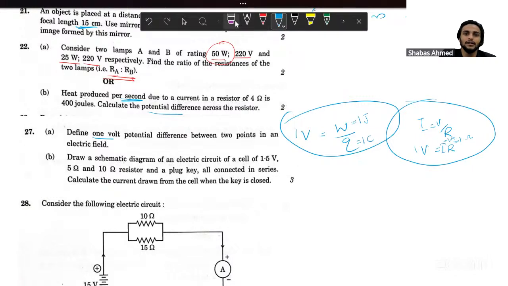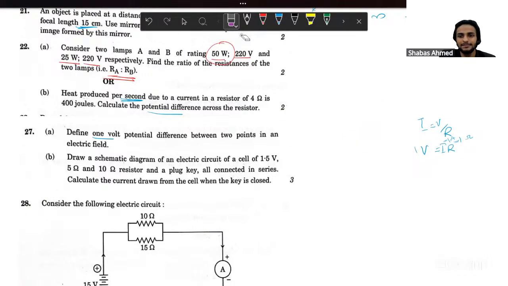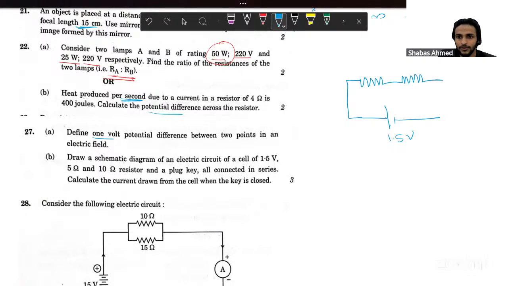Okay. Next question. Draw a schematic diagram of an electric circuit of a cell of 1.5 volt. So first I'm drawing the 1.5 volt cell. It's a cell, not a battery. And it is connected to 2 resistors, 5 ohm and 10 ohm, and to a key. Yeah, only these things are there. They are connected in series. This is the schematic diagram.